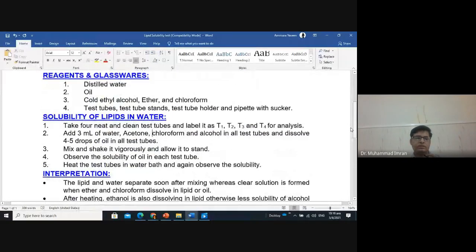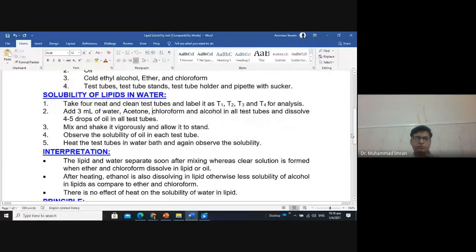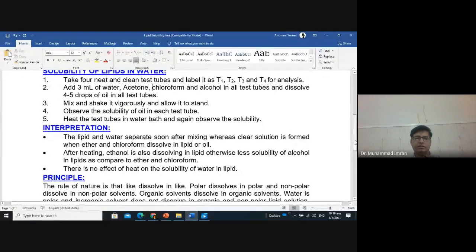Then we require a test tube stand, test tube holder, and pipette with the sucker. First of all, you have to take four neat and clean test tubes. Then you label them T1, T2, T3, and T4 for analysis. You add 3 ml of water in T1, then acetone in T2, then chloroform in T3, and alcohol in T4. Then you add 4 to 5 drops of oil in each.